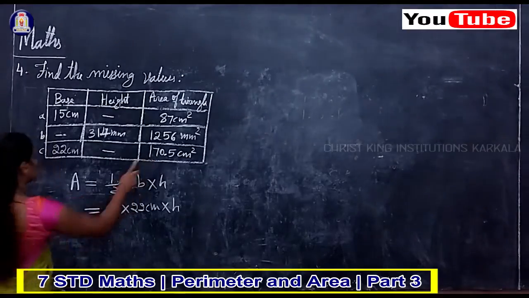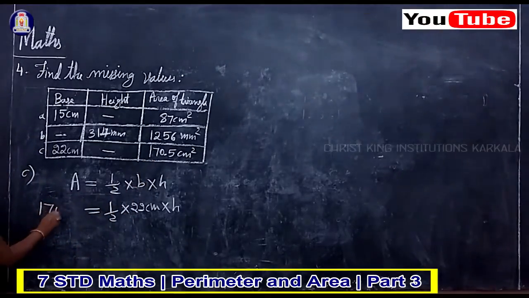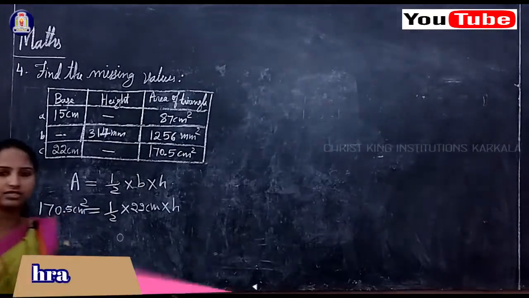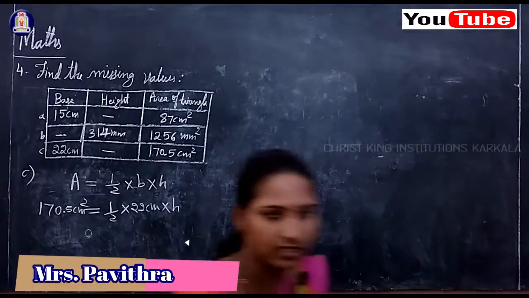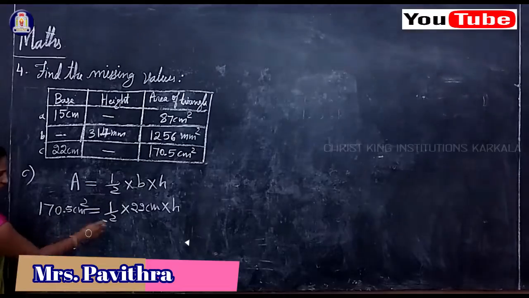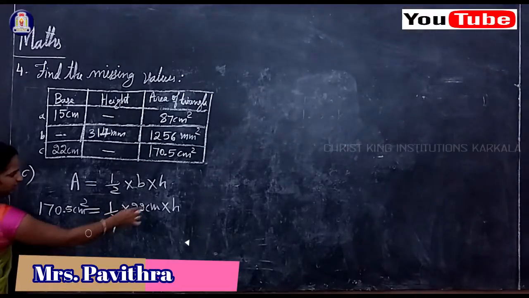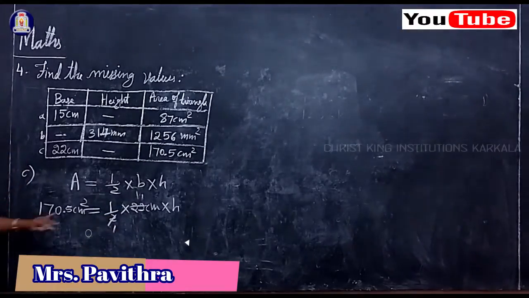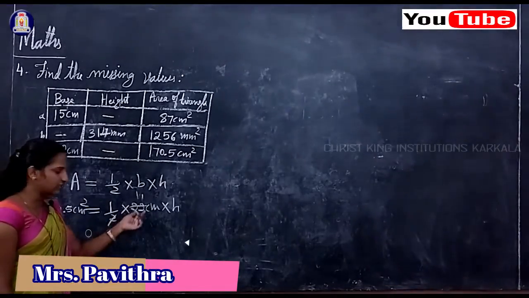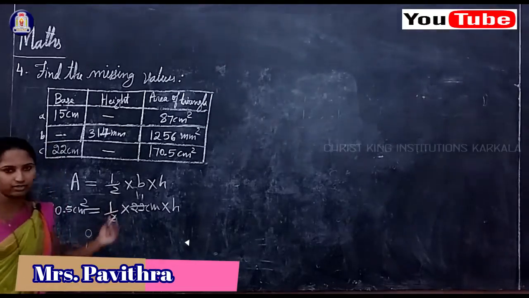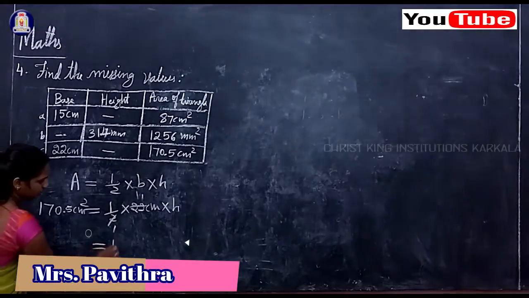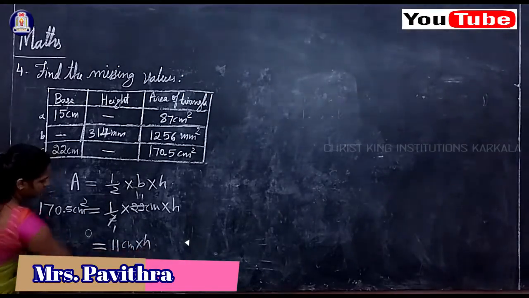So we know the area of the triangle. Area of the triangle is A, 170.5 centimeters square, that is the area of the triangle. So now you can cross multiply, or else you can simplify directly. 2 ones are 2, 2 elevens are 22. Okay, you can multiply this side, then you can divide, or else on the right-hand side only you can simplify. Why? Because 2 divides 22, isn't it? So 2 elevens are 22. So what is remaining? 11 centimeter into height.